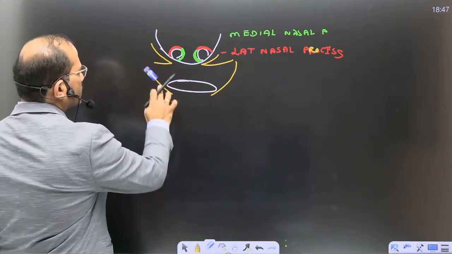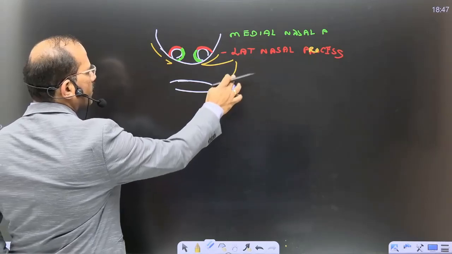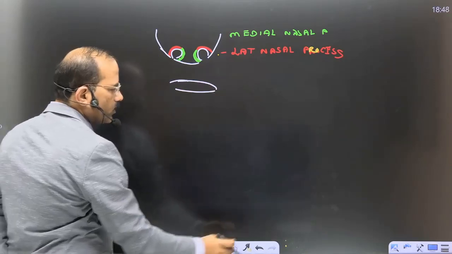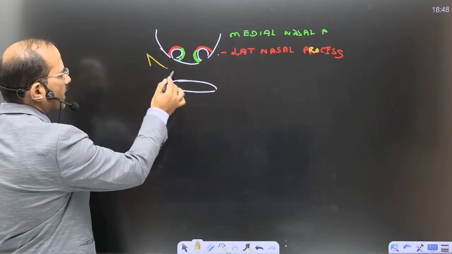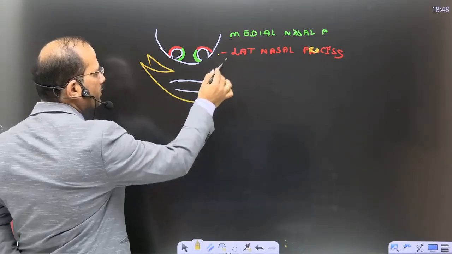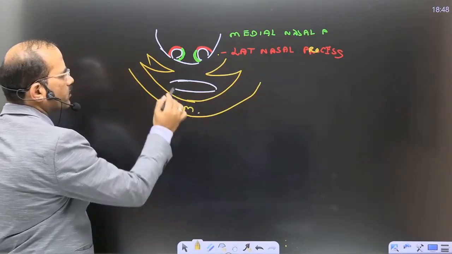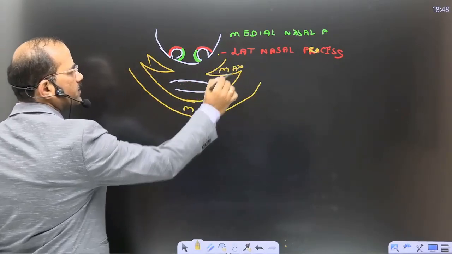Okay, I'll just take it down slightly. Okay, fine. Look at this now. So this is the maxillary process and that's the mandibular process. Maxillary and mandibular process. So this is the mandibular process and that's the maxillary process. Clear to all of you?